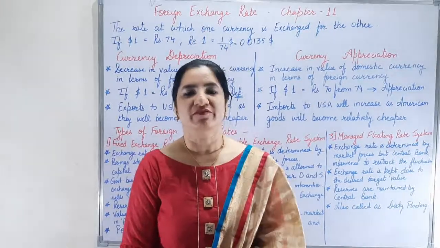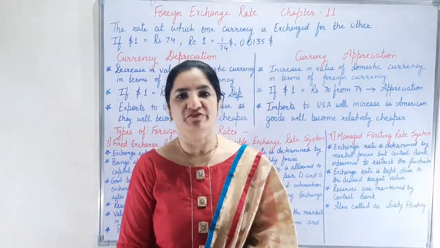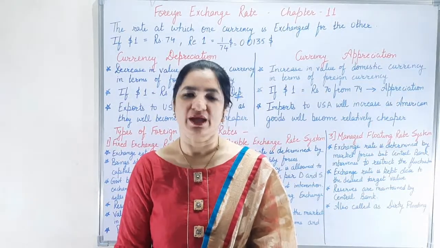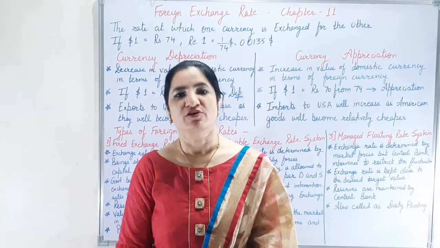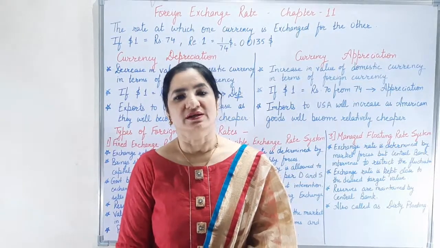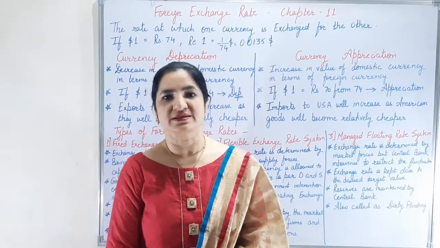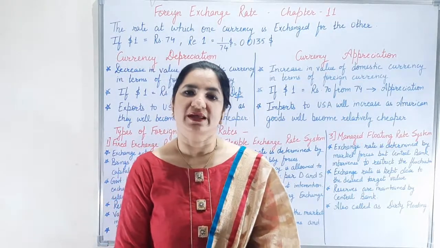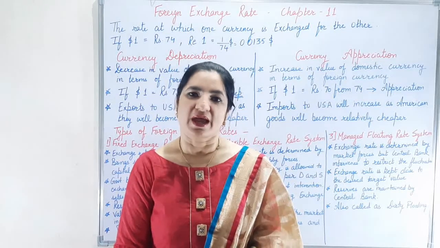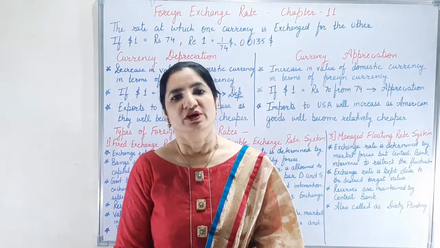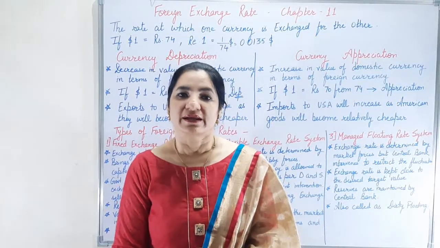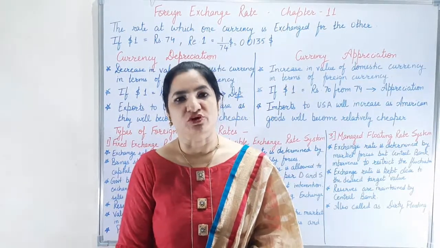Hello students, today we are going to start Unit 5 of Macroeconomics, that is Balance of Payments. There are two chapters in this unit and the first chapter of this unit is Foreign Exchange Rates. Foreign exchange is actually the currency of all other countries except the domestic currency. Like in the case of India, India's currency is rupees and the currency of USA is dollar, Kuwait is dinar, England is pounds. All these are foreign exchange.